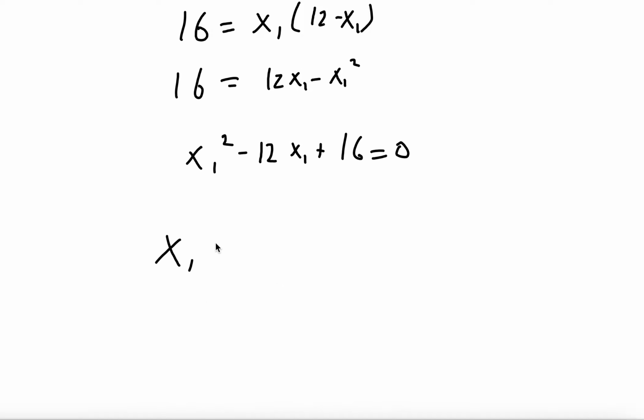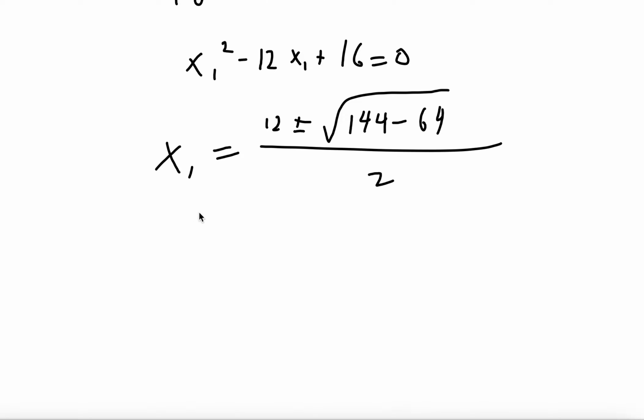So then x1 is equal to, well, negative b is 12 plus or minus the root of, well, b squared is 144, minus 4ac, which is going to be minus 6 times 4, which is going to be, of course, 64. And we take that over 2a, which is going to be just 2. And so we have 12 plus or minus the square root of 80 over 2.